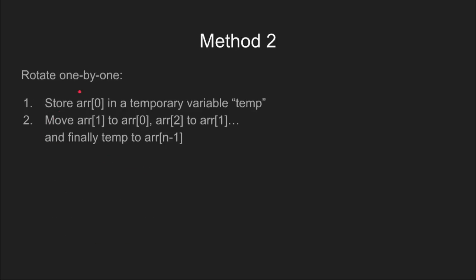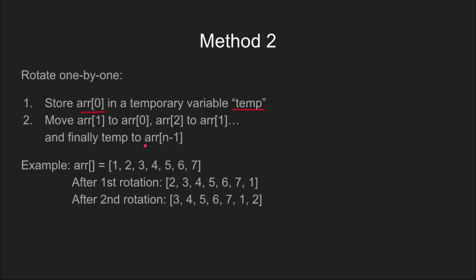The second way is by rotating it one by one. We store the first element of the array, that is the element at index 0, in a temporary variable temp. Then we move the element at index 1 to index 0, index 2 to index 1 and so on until we finally move temp to index n-1. For example, on first rotation the original array becomes this, that is 1 moves to the end, and on second rotation it becomes this, which is the final output.